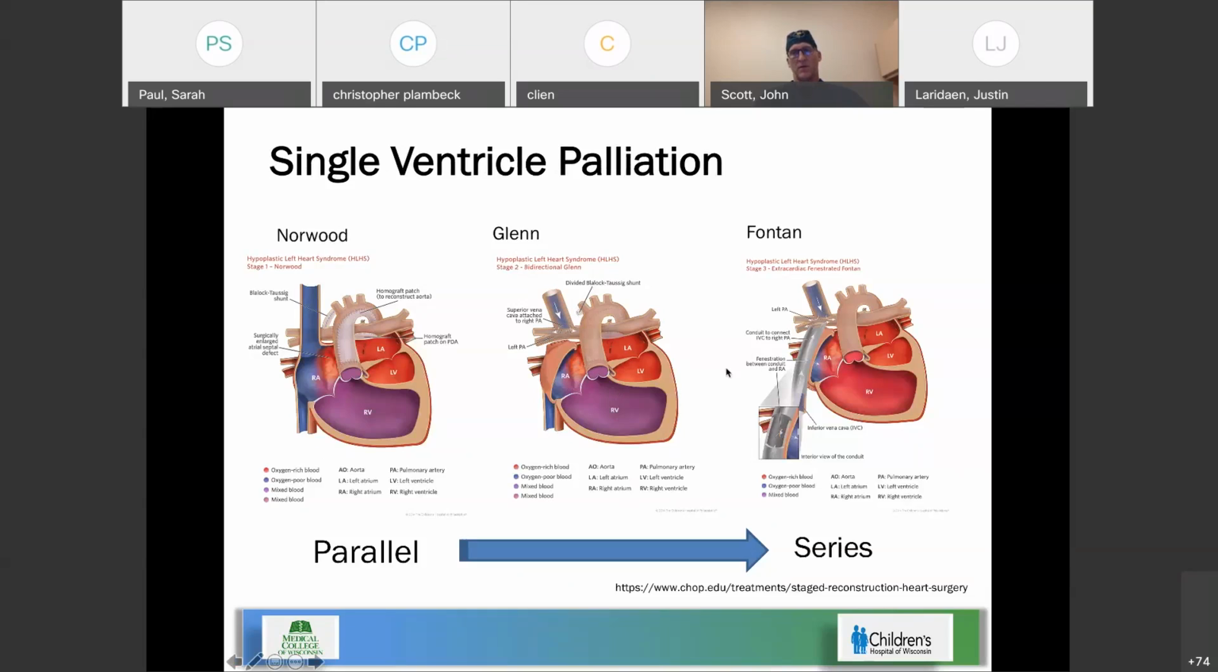At about 3 to 4 years of life, this IVC connection is taken down and connected to the pulmonary artery to create the Fontan circulation. And this creates essentially a functional series circulation without a pulmonary ventricle. So as you can see here, those three staged procedures create a functional series circulation from what was once a parallel circulation.